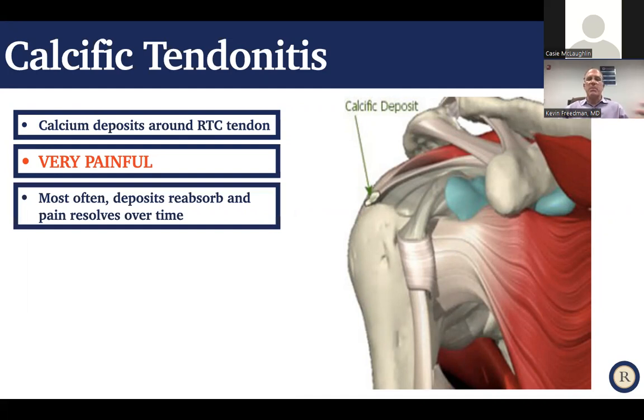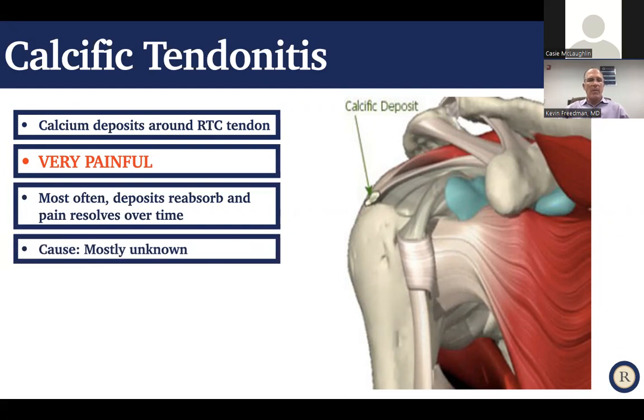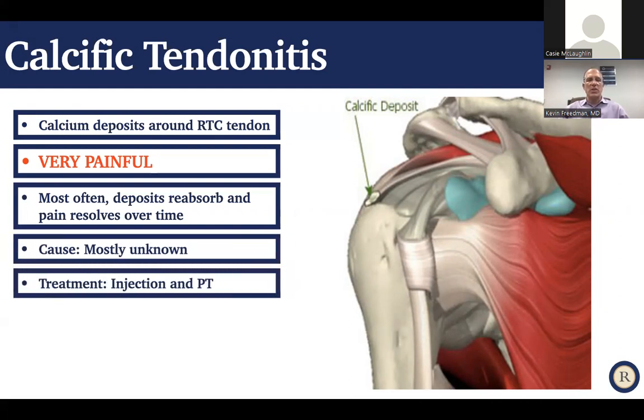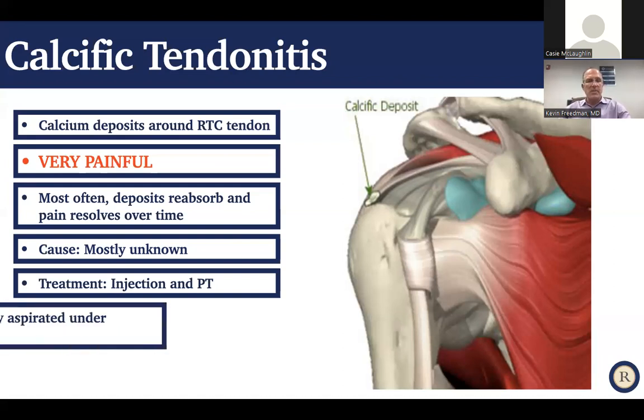Many times these deposits resorb over time and sometimes the pain just calms down. Again, the cause is mostly unknown. The treatment for this, again, is an injection and physical therapy. The injection can really make patients better. If I see someone with calcific tendinitis, I kind of jokingly say that they want to kiss me because I can make them better almost immediately.